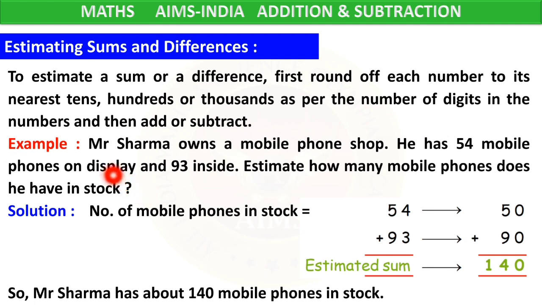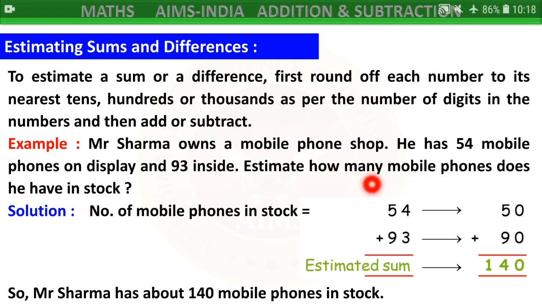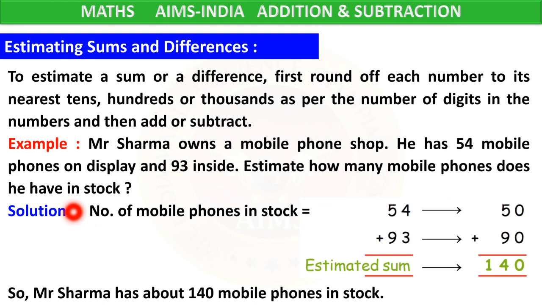Let us look at an example. Mr. Sharma owns a mobile shop. He has 54 mobile phones on display and 93 inside. Estimate how many phones he has in stock. See, what are they saying?